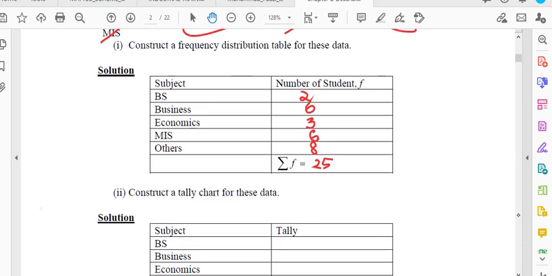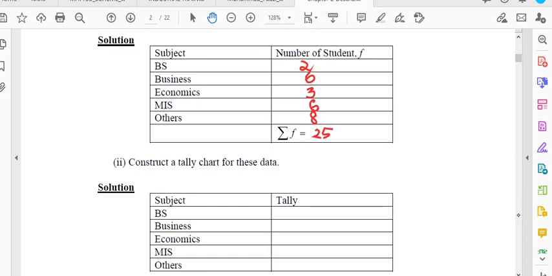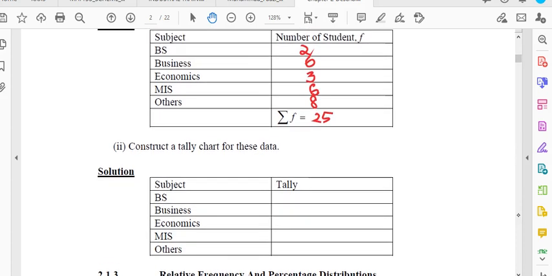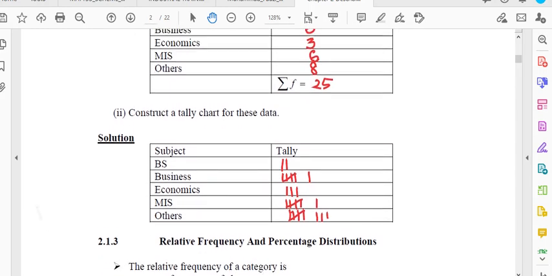The second question said construct a tally chart. Tally chart is this. BS is 2, business is 1, 2, 3, 4, 5, 6, economics is 1, 2, 3. When you have a 5, that will be a bundle: 1, 2, 3, 4, 5. Then 1, 2, 3, 4, 5, 6. Others 1, 2, 3, 4, 5, 6, 7, 8. A bundle of 5. So far so good.